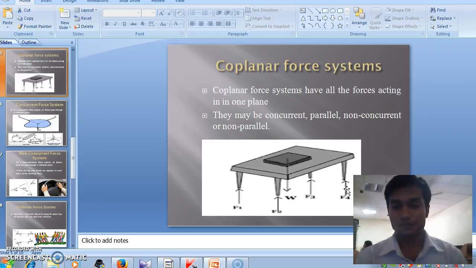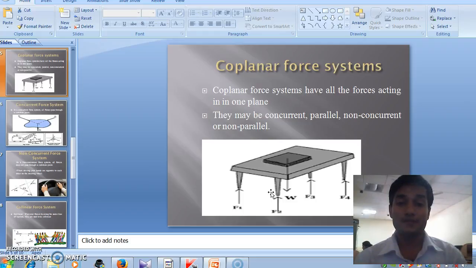So all the forces have the same direction. If we consider this axis as the x direction and this axis as the y direction, then all these forces are along the same plane, meaning all the forces are in the same plane, and thus they become a coplanar force system.